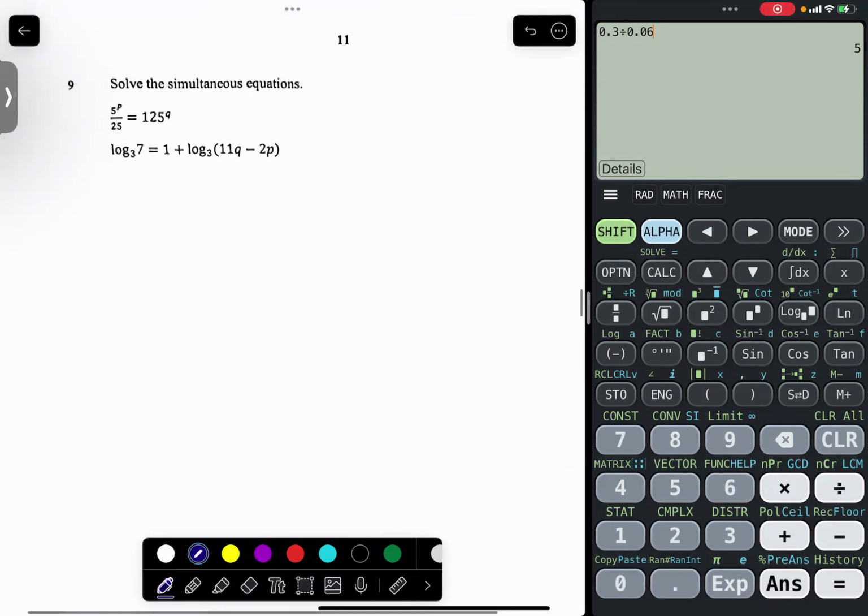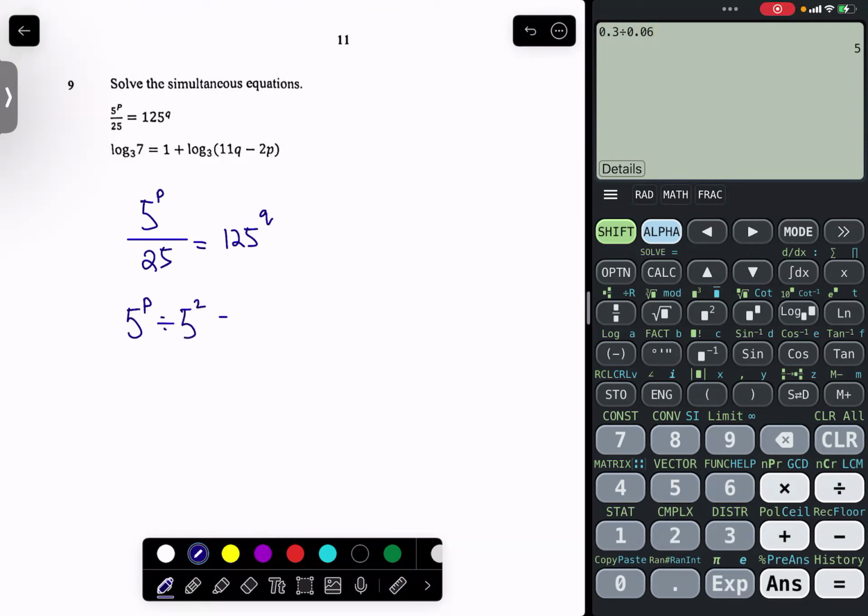So, we stopped at question 9 just now. Let's look at question 9. Solve the simultaneous equations: 5 to the power p over 25 equals 125 to the power q. We can see that everything is in terms of 5, so 5 to the power p divided by 5 squared equals 5 to the power 3q. Then we have p minus 2 equals 3q. That's my equation 1.